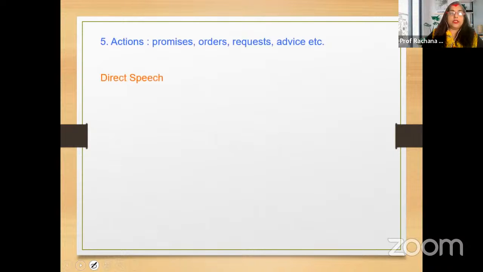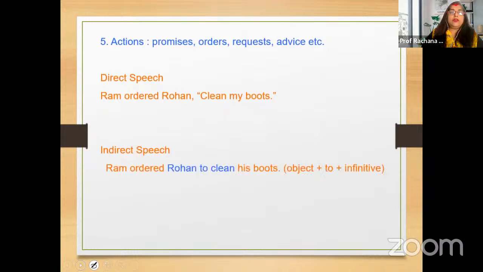Actions, promises, orders, that is your imperative sentence. Ram ordered Rohan clean my boots. Ram ordered Rohan to clean his boots. My boots becomes his boots.